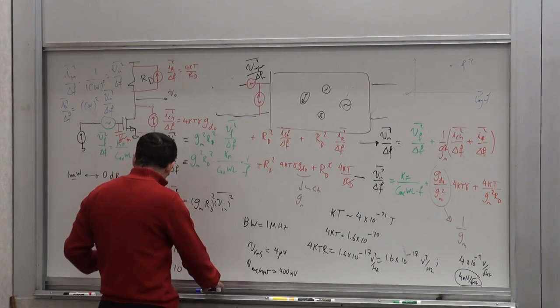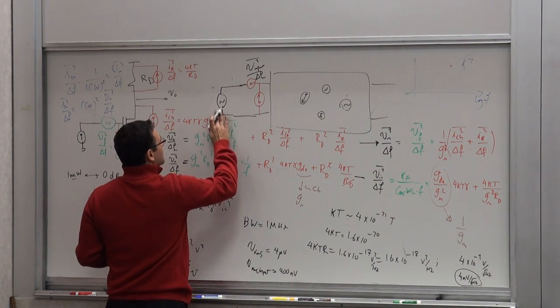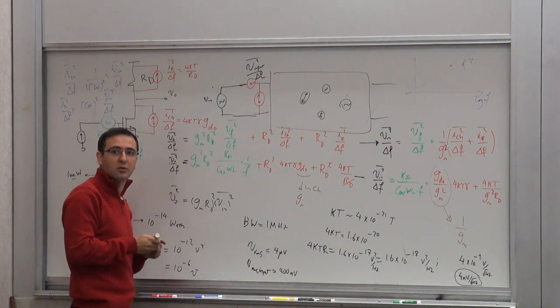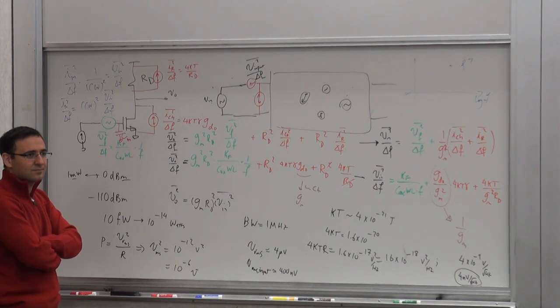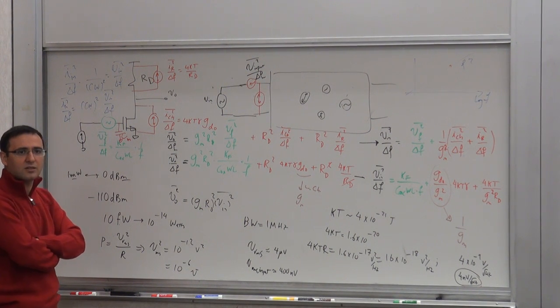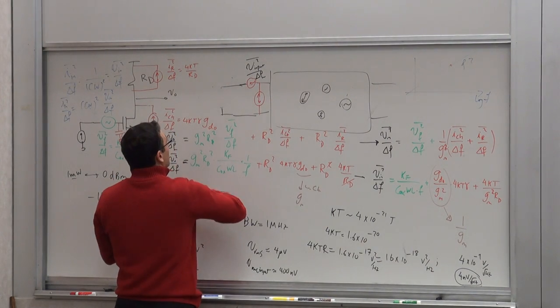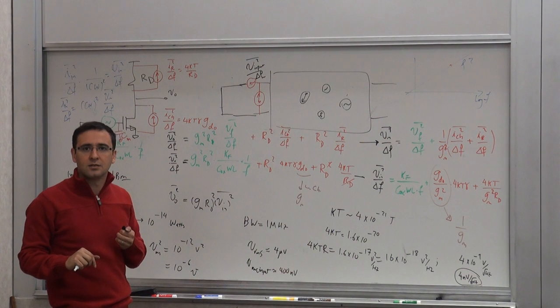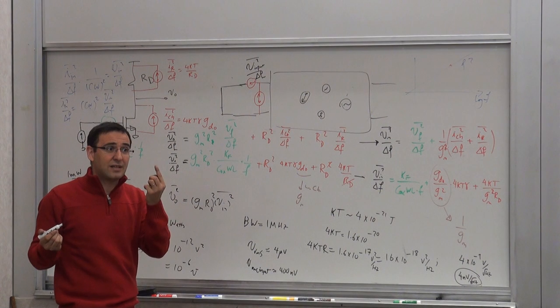If I'm driving the input with an ideal voltage source, let's say my Vin is an ideal voltage source, so my source impedance is zero. Which one has a larger impact? What is the impact of the current source? None, because it's a current source in parallel with the voltage source, right? Look at this carefully. This voltage source is in parallel with this current source, so the current source doesn't matter. So you're only effectively getting the effect of one.